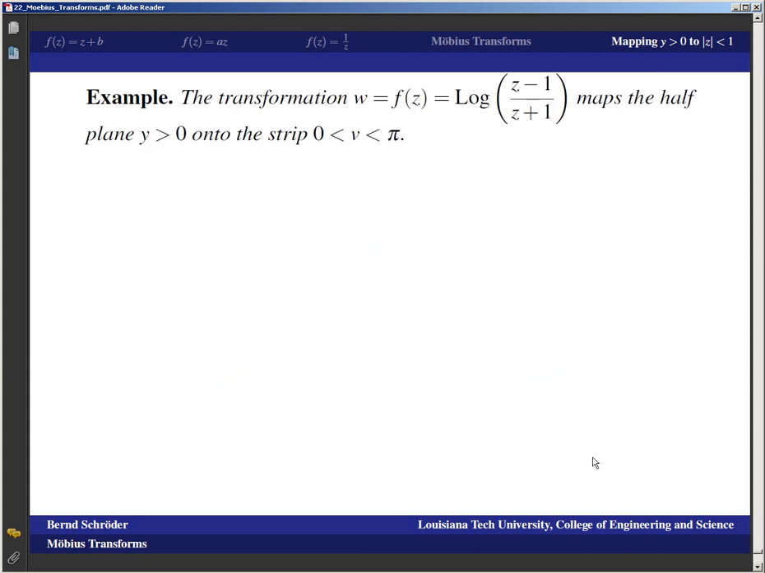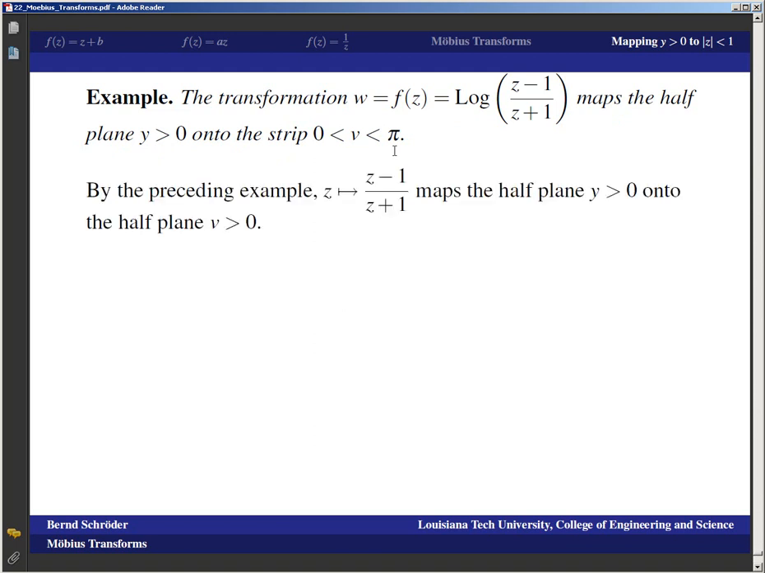Okay, this should be the final example. As we do these transformations, of course, Moebius transforms are well understood and they are good, useful building blocks. But then, of course, we also want to know how this interacts with other functions, for example, with the principal branch of the logarithm. So let's take a look at the principal branch of the logarithm of (z - 1)/(z + 1), and we claim that that maps the upper half plane, y greater than 0, onto the strip 0 smaller v smaller pi. Okay, let's think that through.